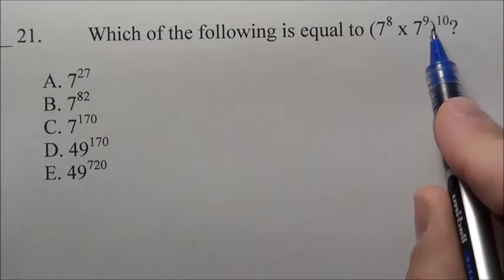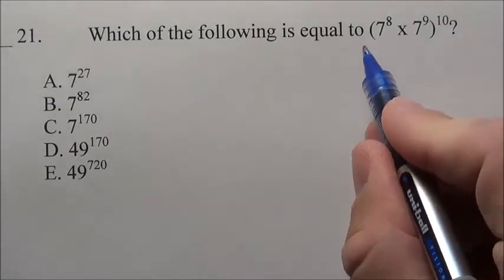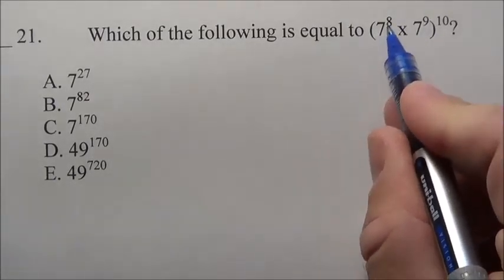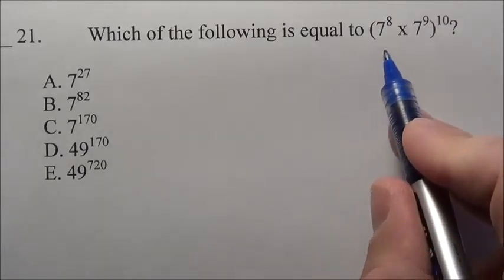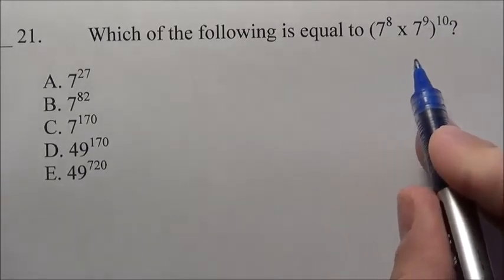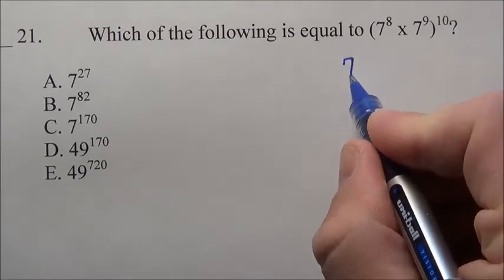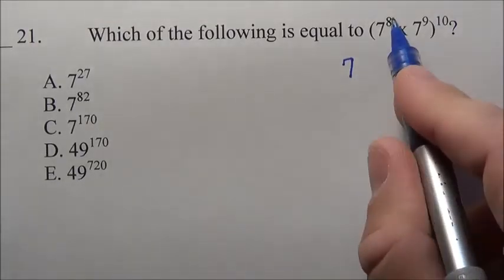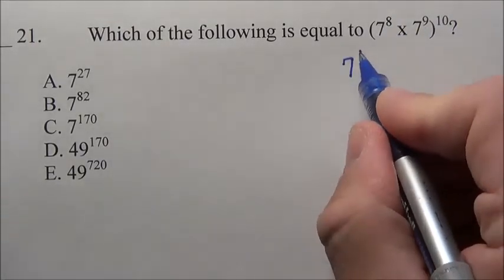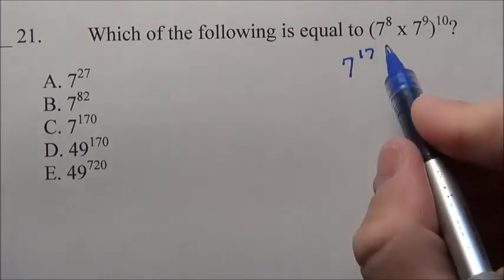You add the exponents. If you forget, you could list out that there's 8 sevens, excuse me, 7 times 7 times 7 times 7, out 8 times. 7 to the 9th is 7 listed out 9 times, and you'd very quickly see that, how many 7s would you have? Well, if you have 8 here and 9 here, you're going to have 17 of those guys.